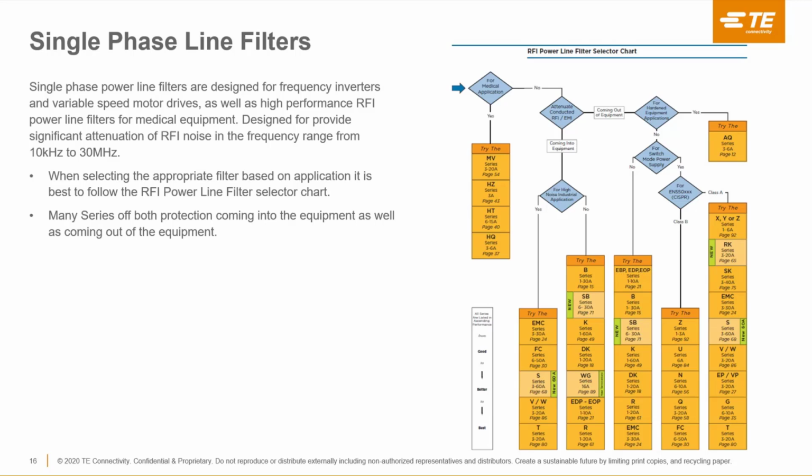One thing that's interesting is the filters work both ways, coming into or coming out of the equipment, and you can notice that some of these are listed twice. The B series is in both the K series and DK series. So they are pretty universal products that solve a lot of the conducted emissions testing that you'll see in the field. And again, it really helps you narrow down a series in the field quickly.